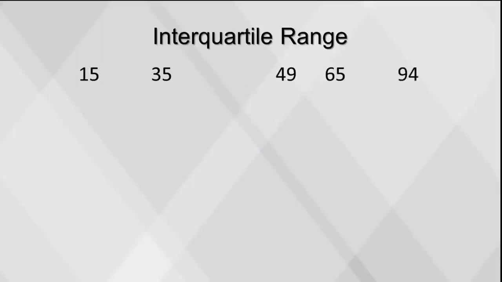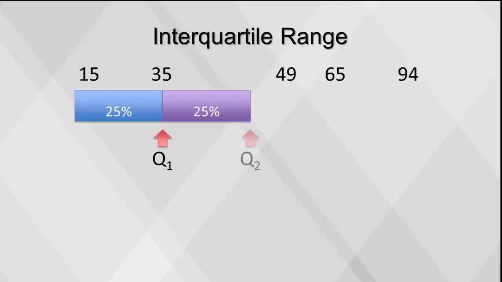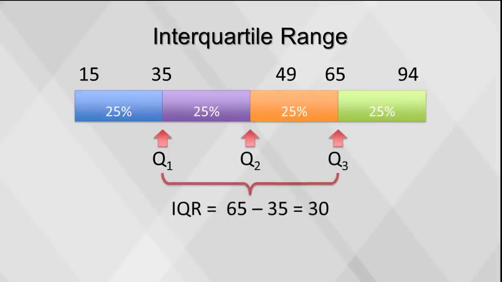Let's take the age values 15, 35, 49, 65, and 94. The first quartile is at 35. This means that 25% of the participants are below age 35. Likewise, 25% are above 65 years old. The interquartile range is 65 minus 35 equals 30 years.